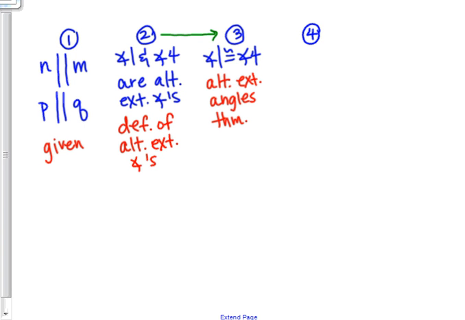is I'm going to go ahead and make a connection between 1 and 8 now, which I can do. If I go ahead and ignore the right side of my diagram, I can see that I have a connection between 1 and 8. Those are actually also alternate exterior angles. So I'm going to make that observation here. So 1 and 8 are also alternate exterior angles. And that's just the definition of alternate exterior angles. So I'm just making that observation.